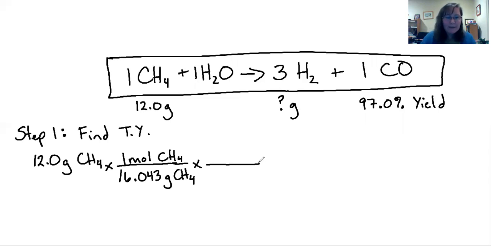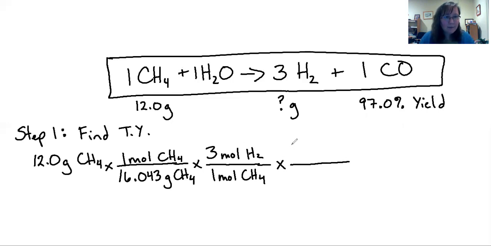Okay, so based on that, now I have a mole ratio: 1 mole of methane and 3 moles of hydrogen gas in my equation. And then the last piece in my stoichiometry is always a molar mass for my unknown, 1.008 times 2, so it's 2.016 grams of hydrogen per mole hydrogen. Okay, now I do my calculation.